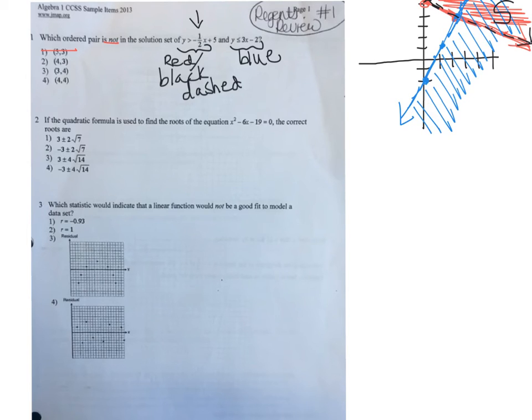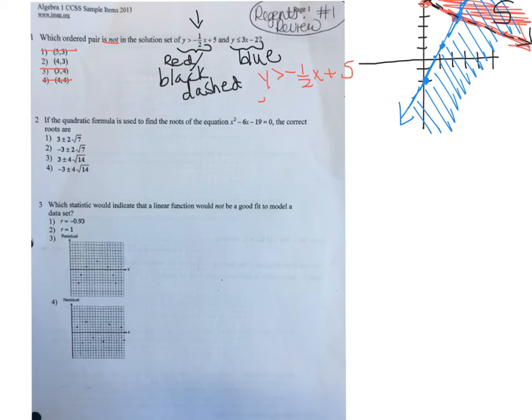(4, 3) doesn't appear as though it will work, and we'll check that algebraically and make sure. (3, 4) works, as well as (4, 4), so they're not the answer. If you take the first one, y is greater than negative 1/2 x plus 5, and we substitute the values in for x and y.